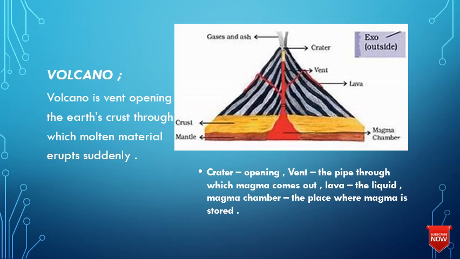Crater, it is the opening of the volcano. Vent, it is the pipe through which magma comes out. Lava, it is the liquid magma. Magma chamber, the place where magma is stored. And they are the parts of the volcano.